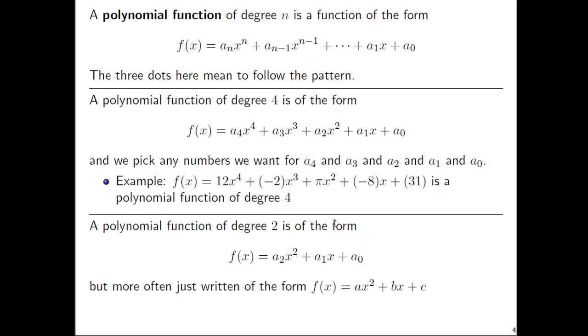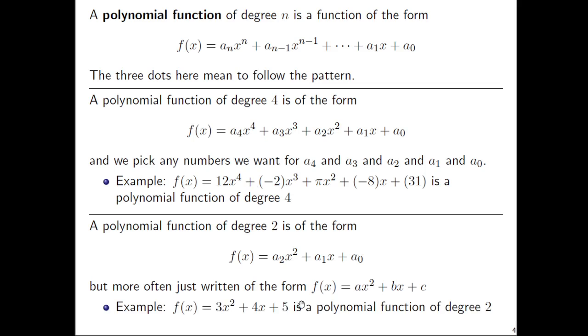Now, a polynomial function of degree 2 is less scary. It's following this format up at the top. It is f of x equals a sub 2 x to the 2 plus a sub 1 x plus a sub 0. And because there's only 3 numbers to pick, a sub 2, a sub 1, and a sub 0, we've typically seen this in the format just a, b, and c instead. So f of x equals ax squared plus bx plus c. If we did that for degree 4 or degree 7 or degree 26 or degree 27, we're going to run out if we just use letters a, b, c. So that's why they're called a sub 1, a sub 2, a sub 3, and so on.